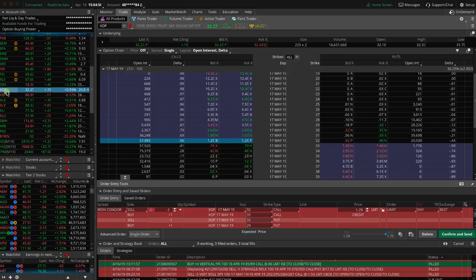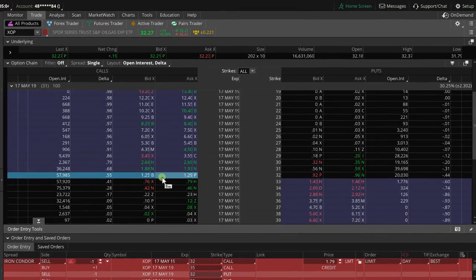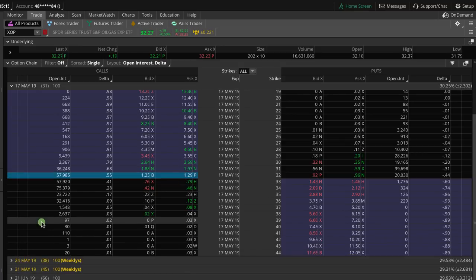First, we're just looking at XOP, which is a highly liquid symbol. And when I say highly liquid, the difference between the bid and the ask is very narrow, very tight, and there's a lot of open interest in a lot of the strikes here. So let's take a look at the two different variations.